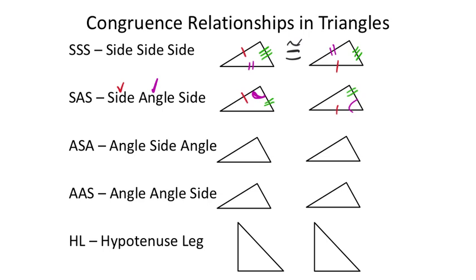Again, they may not look the same. It doesn't matter because the markings tell us that those are congruent. But that last side, the green side with 2 marks, tells us that the sides are congruent as well. Side, angle, side.